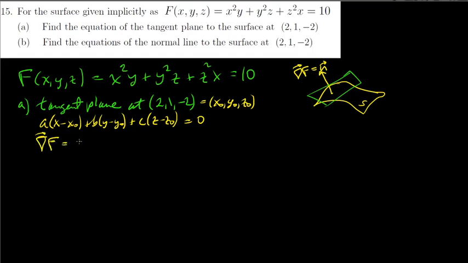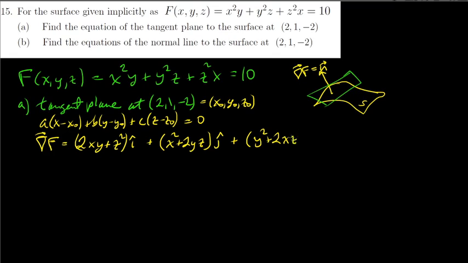That's going to be, let's see, 2xy plus z squared. So that'll be the i component, the x component. And then for the y component, we're going to get x squared plus 2yz. And that'll be the j component, or y component. And then the z component will just be y squared plus 2zx, 2xz, same thing, times k. Right, but we're specifically at the point (2, 1, -2).